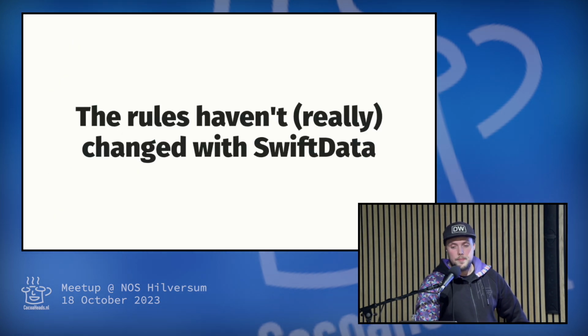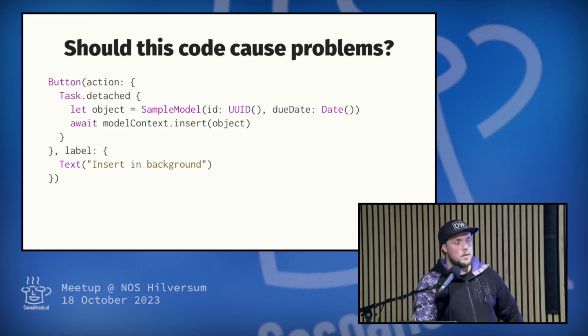So back to SwiftData, because the rules have not changed. We still have to be on the correct queue. The view context from SwiftData still has to be used on the main queue and all of that. So let's look at some SwiftUI, concurrency, and SwiftData code.